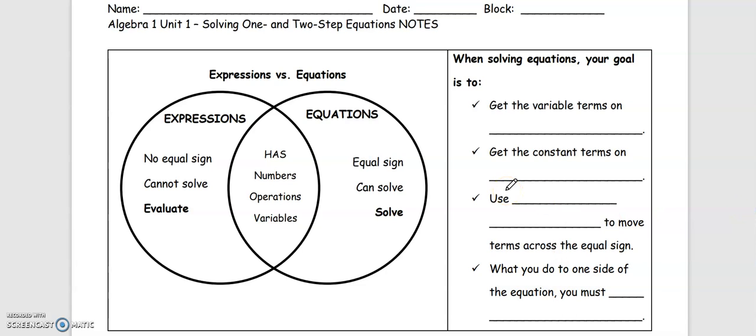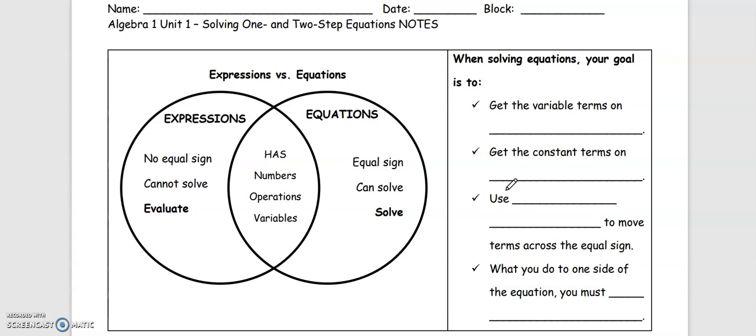Our lesson today is on solving 1- and 2-step equations. Let's take a look at our notes today. You'll see we have expressions versus equations. We have some circles there. These are called Venn diagrams. It's a way to organize characteristics of certain things.